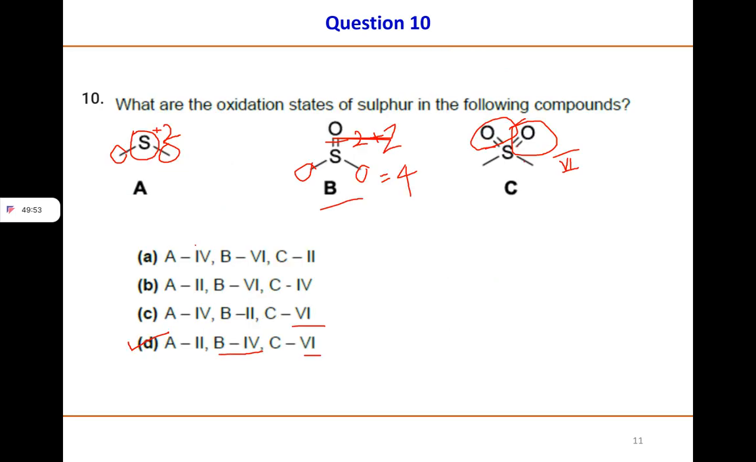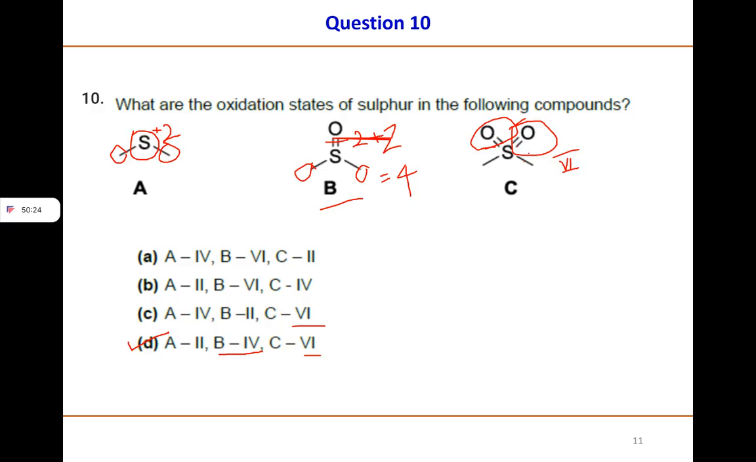Then we discussed the oxidation state of sulfur in the following compounds. So we have discussed that the number of bonds attached to the sulfur atom gives the oxidation state, in short, right? So in A, two groups are attached to the sulfur atom. That's why there are two bonds, so the oxidation state of A is +2. And talking about B, there are four bonds. One, two, three, four. Two bonds are with oxygen, right? So that's why the oxidation state is 4.